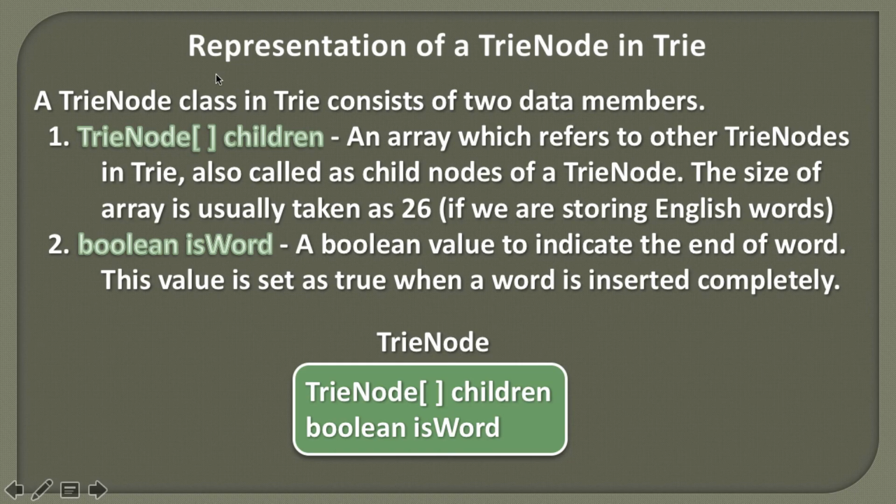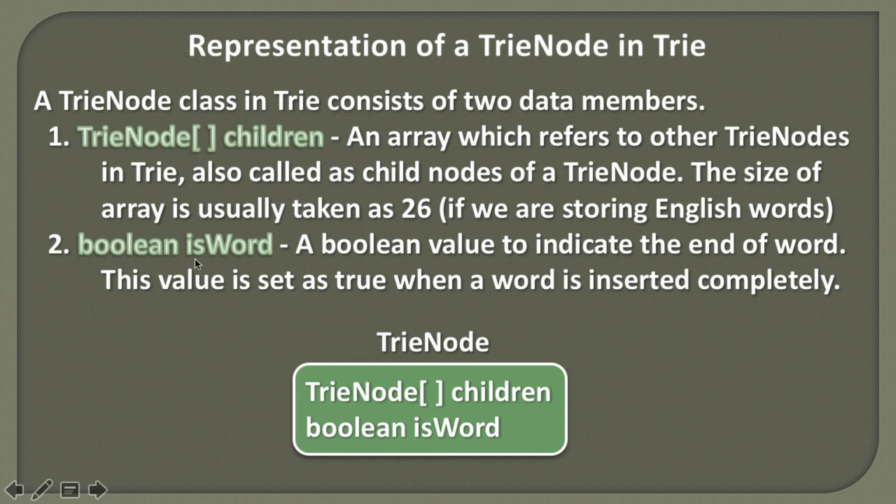Friends, in our previous lecture we saw the representation of a trie node in a trie, that a trie node has two data members. One is the trie node array, which points to the other trie nodes, also called child nodes of that particular trie node. And we also discussed that if you are taking English words, then the size of this array is 26 because the English language contains 26 alphabets.